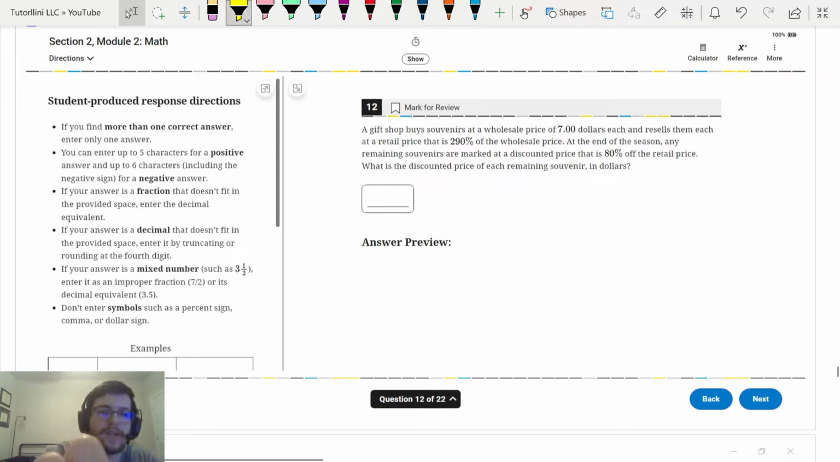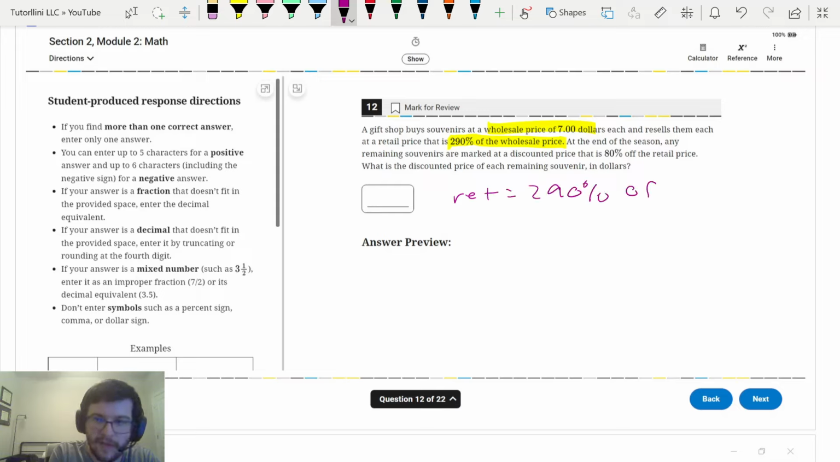Okay, so it says we got $7 for a wholesale price, and 290% of the wholesale price. So we're going to do the retail is equal to 290% of the wholesale price of 7. So we've done this a lot at this point. We change the percent to a decimal, 290 divided by 100. Do that on your calculator, that's 2.9. Of, you change to multiplication. Now you do 2.9 times 7, and you get 20.3.